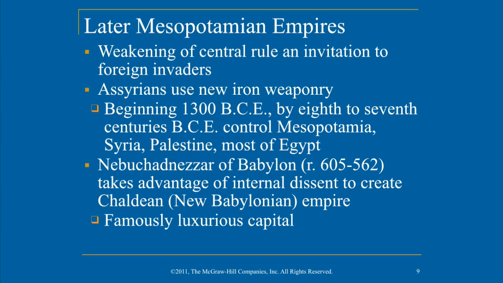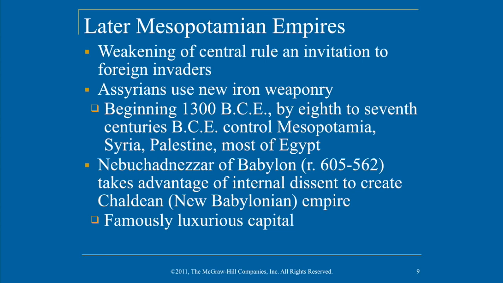Beginning in 1300 BCE, by the 8th to 7th centuries BCE, control of Mesopotamia, Syria, Palestine, and most of Egypt is taken by the Assyrians because of this use of new iron weaponry. This is one of the first big examples we're going to look at of using the newest technology to defeat your enemies. Even if you have a very strong army, if you don't have the tools to utilize that technology, you are going to have lots of problems fighting, because they are going to run right over you with their stronger technology. Iron doesn't break as much as, say, wood, especially after however many people you need to hit or kill or stab.